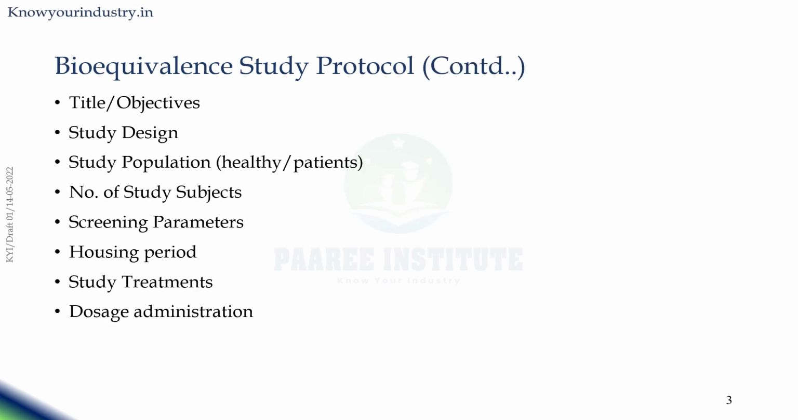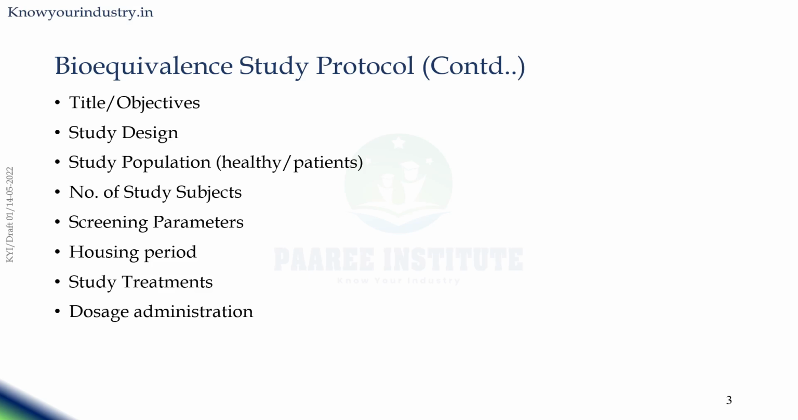So what are the study protocol elements? Important study protocol elements which have to be defined in the protocol development stage. The first protocol element is the title and objective of the clinical study which is proposed. Then the study design. What is the study design? Whether it is randomized, non-randomized, two-way crossover or parallel design, something like that. The study design needs to be defined. One treatment, two treatment, reference treatment involved or not, placebo involved. All these things come under the study design.